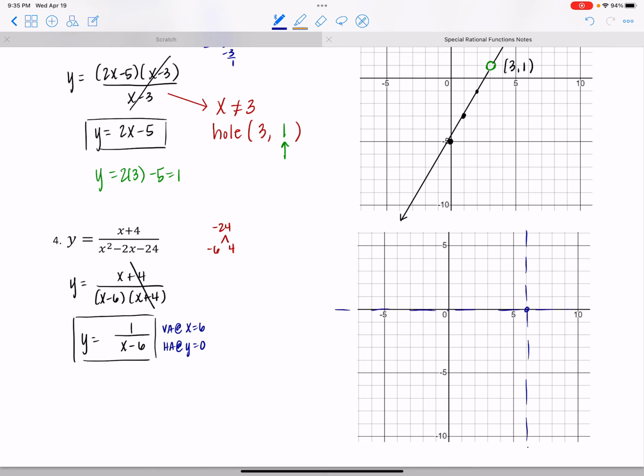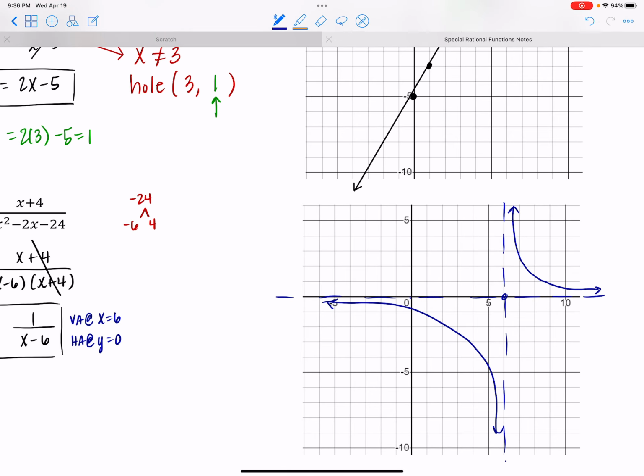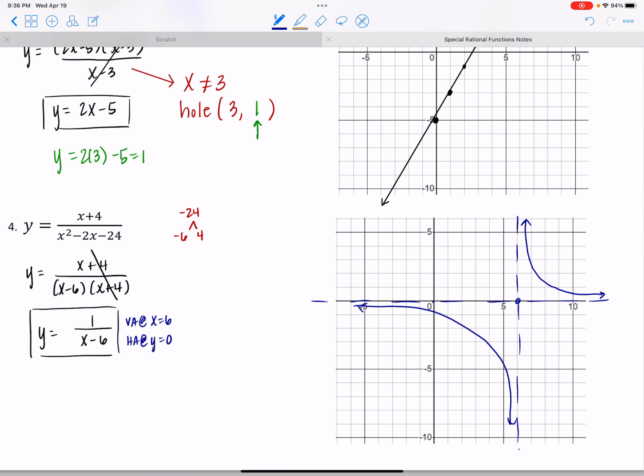And again, this is just a transformation of my parent, so I don't need to make a table to know where my branches are. This isn't reflecting, so my branches should be in these top corners. So I should have a branch of my graph here, and I should have a branch of my graph somewhere here. Alright, so there's a pretty good picture. The only thing I have to do now is remember to include the removed discontinuity.